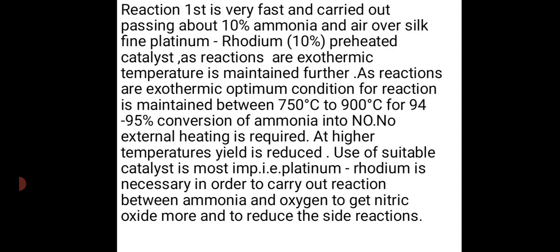The first reaction is very fast and is carried out by passing about 10% ammonia and air over a fine silk-gauze platinum rhodium 10% preheated catalyst. This catalyst is used for the production of nitric acid. As the reactions are exothermic, the optimum condition for the reaction is maintained between 750 degrees centigrade and 900 degrees centigrade for 94 to 95% conversion of ammonia into NO.